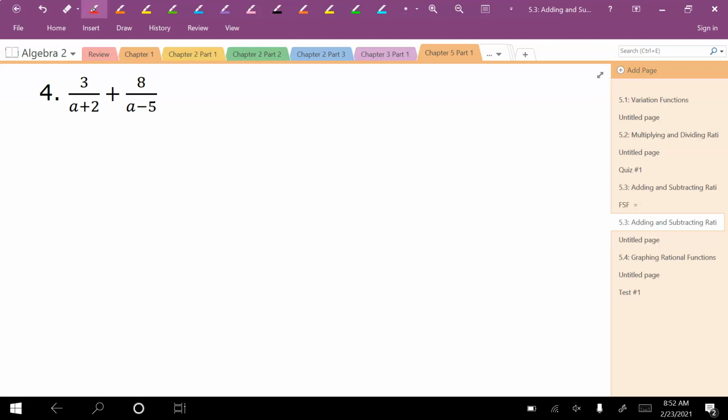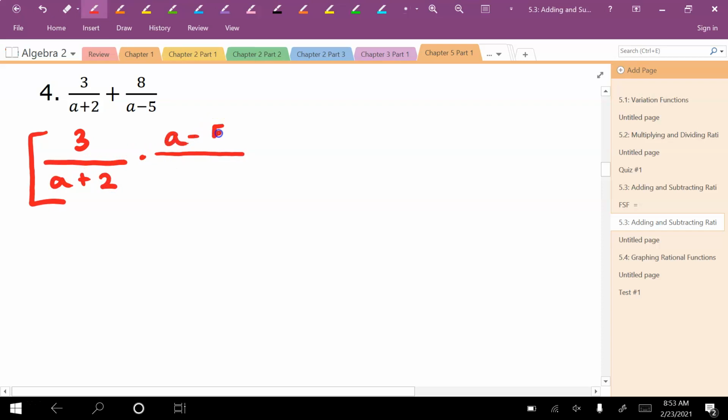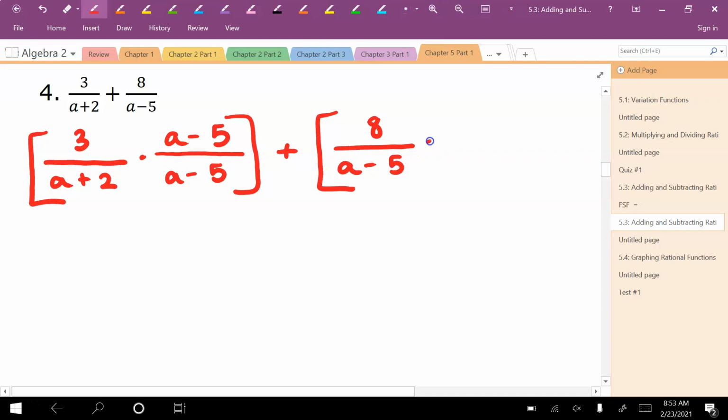For that first one, the 3 over a plus 2, you're going to have to multiply that one by an a minus 5. Because that's what's in the denominator of the second fraction. And then that second fraction, that one says 8 over a minus 5. What do I need to multiply this one by? A plus 2, because I need that piece from the first fraction.